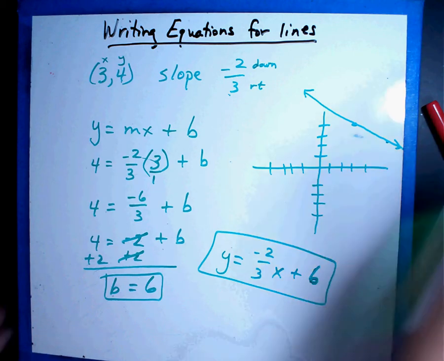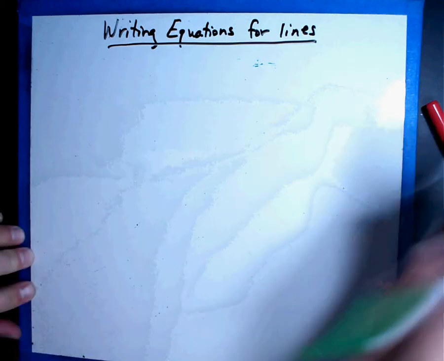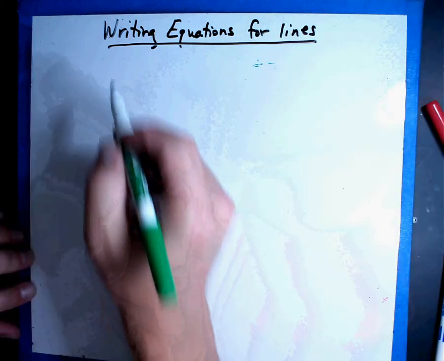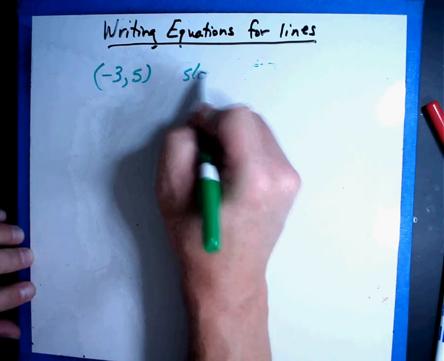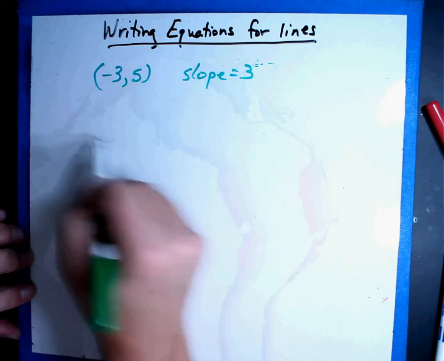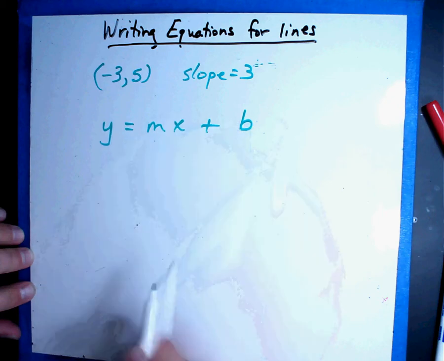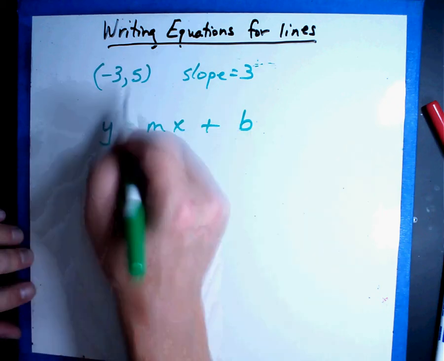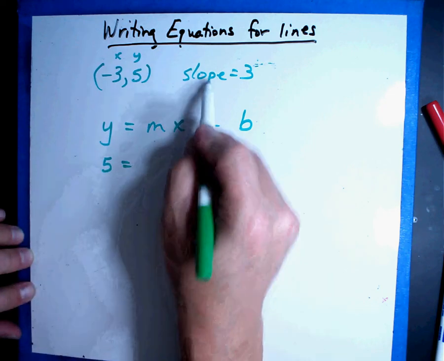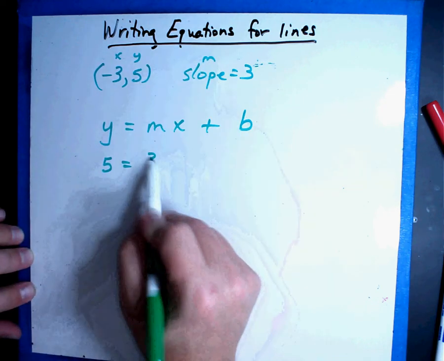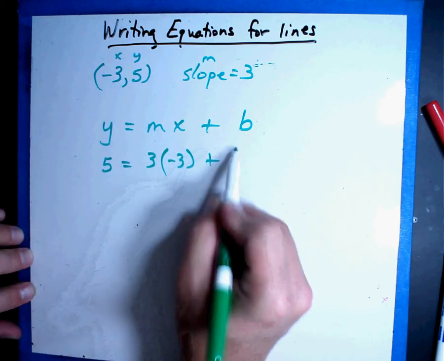Let's try one more of those. Let's say you've got a line that passes through negative 3, 5, and has a slope of 3. All right, y equals mx plus b. Y is 5. M is the slope, and it's a 3, times x. X was negative 3, plus this thing I don't know.